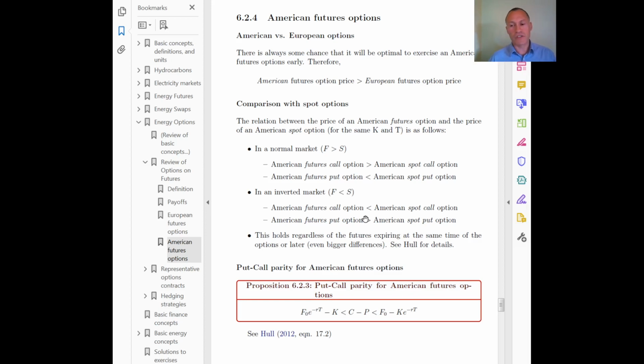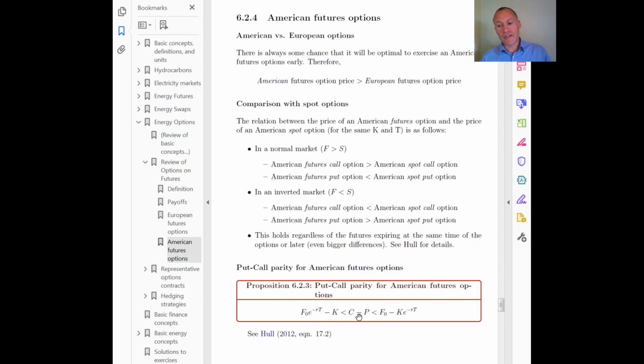The main point is just to say that the nice simple relation we saw in European options does not hold for American options, which is unfortunate because a lot of the options we're going to look at are American options, but that's the way it is. Likewise, the put-call parity for American futures options is not as simple as the put-call parity for European futures options that we have seen before.